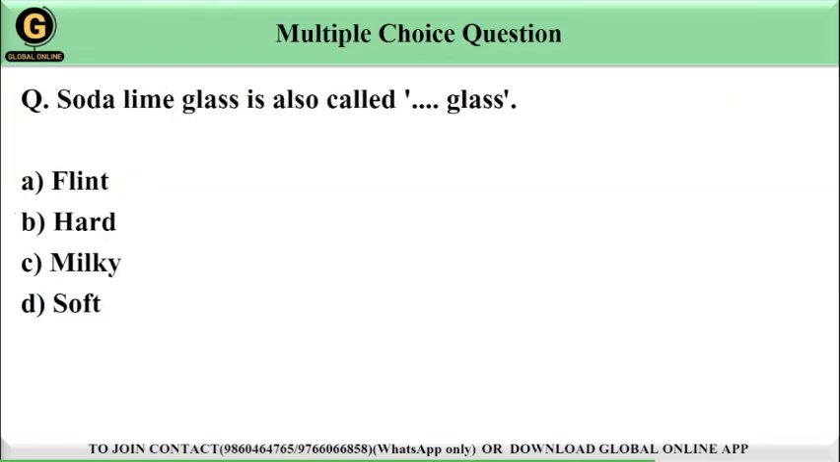Soda lime glass is also called dash dash glass. We have options here: option A, flint; option B, hard; option C, milky; and option D, soft. Guys, the correct answer will be flint because soda lime glass is commonly known as flint glass. It is the most common type of glass used in everyday items such as windows, bottles, and jars. The name flint refers to the historical use of flint in its production, although nowadays it is mainly made up of soda, that is sodium carbonate, and lime, calcium oxide. Let's move to the next question.